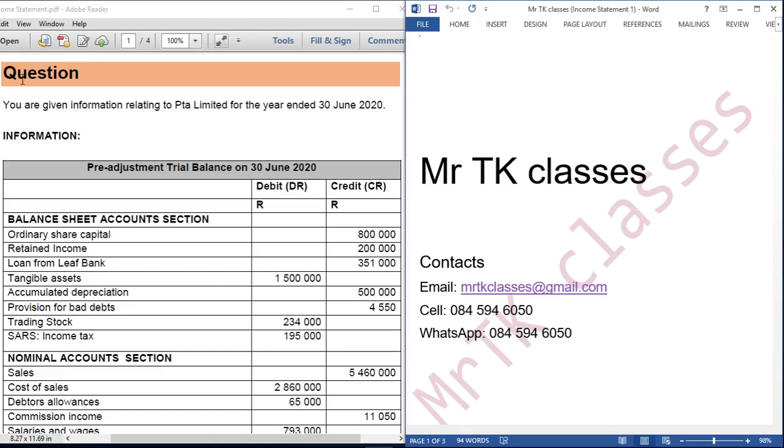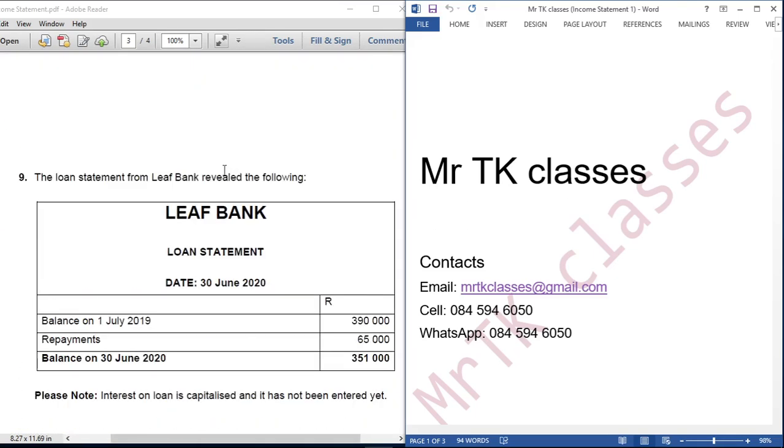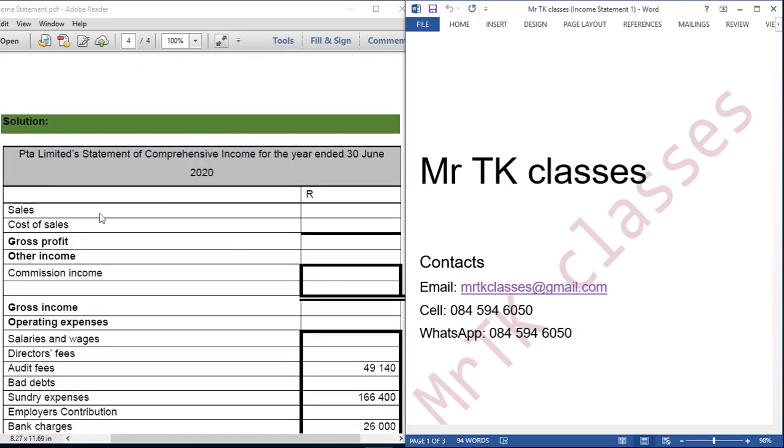Today we are doing the statement of comprehensive income, or the income statement, and this is our question. You are given information relating to PTA Limited for the year ended 30 June 2020: a pre-adjustment trial balance on 30 June 2020, and additional information. Prepare the statement of comprehensive income for the year ended 30 June 2020.